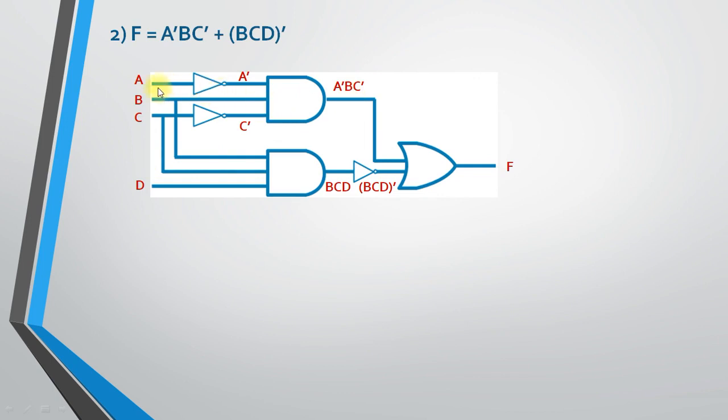Now see, over here there are four input variables A, B, C, D, and the output should always be, naturally, F. Now see, this particular line is represented by a NOT gate, so the value goes inverted over here. So A dash, B, C dash. Which gate is this? AND gate. AND gate means multiplication. So A dash, B, C dash.